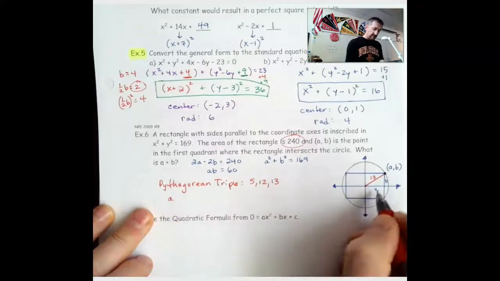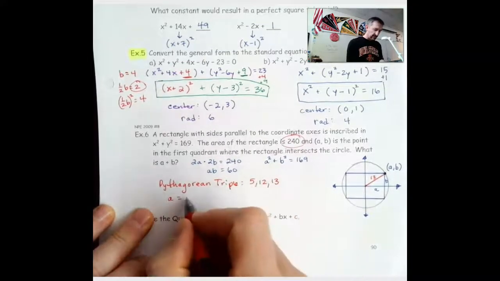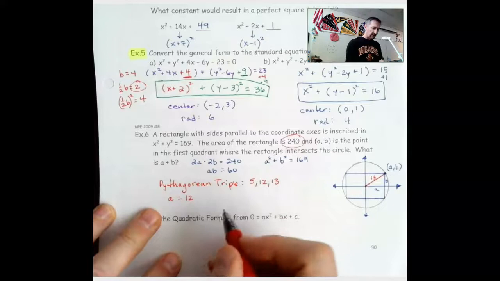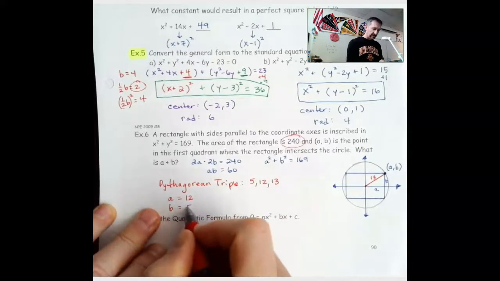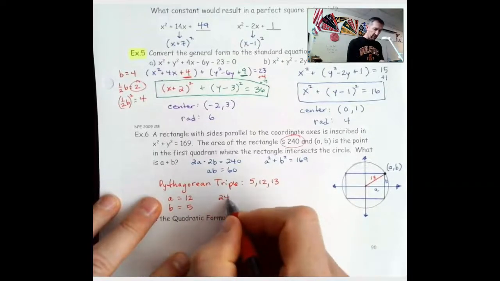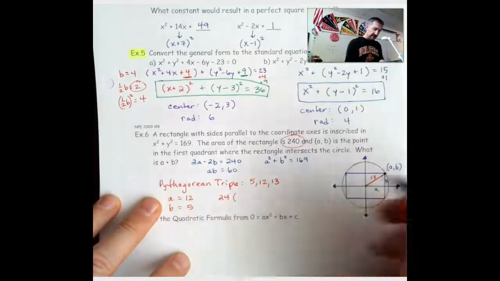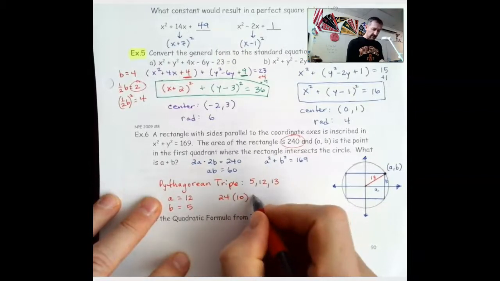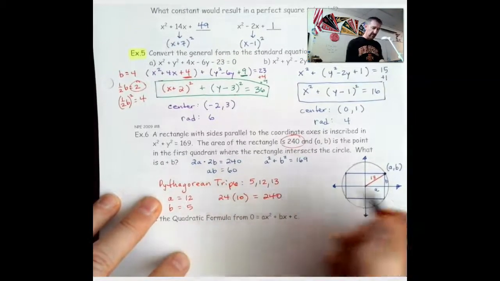So, we should use 12 for A. If A is 12 and B is 5, then this side of the rectangle would be 24, and this side of the rectangle would be 10, and 24 times 10 is 240.